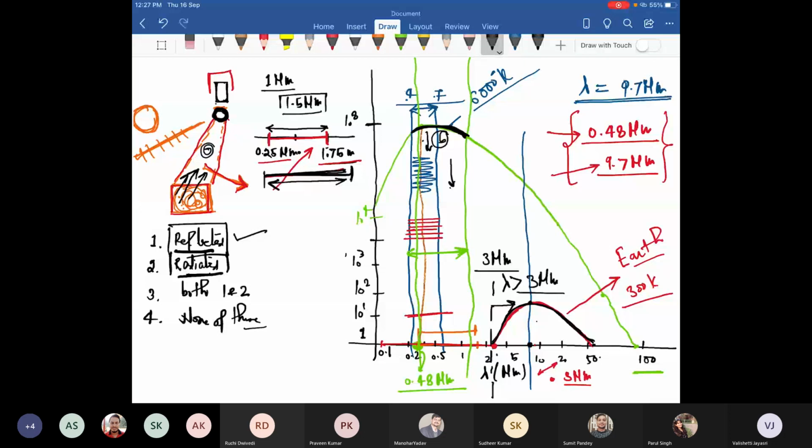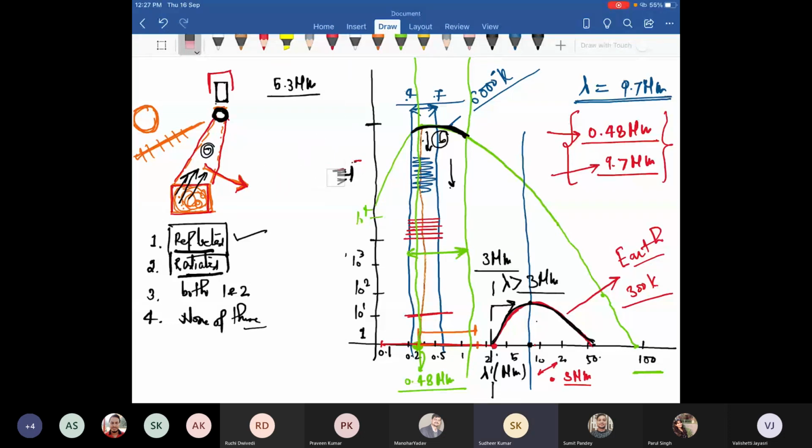But if we design the sensor at, let's say, 5.3 micrometer, then what will be the correct option out of these four?